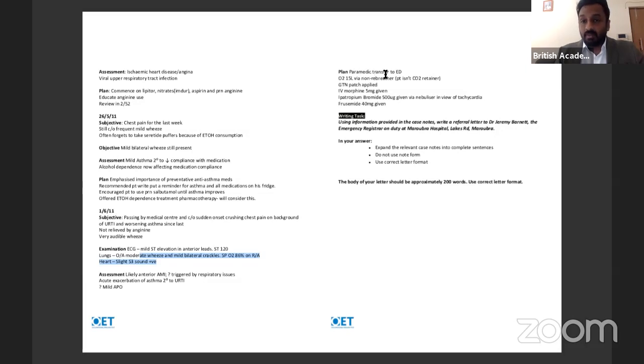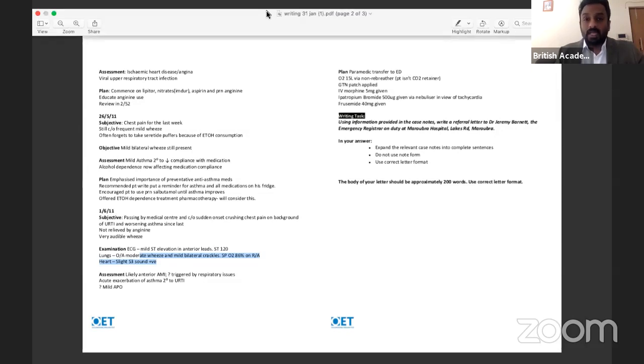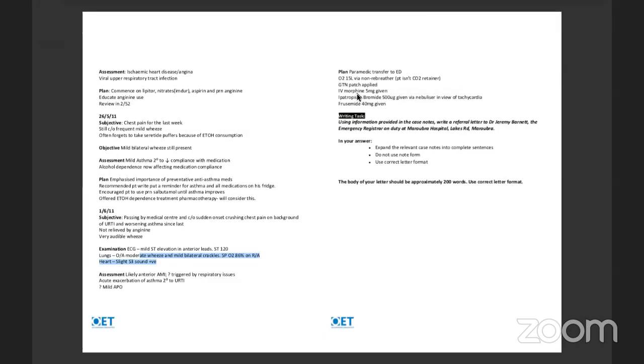Plan is paramedic transfer to emergency department. Patient is on O2 supply of 15 liters via non-rebreather mask. You can also see GTN patch applied, IV morphine 5 mg given, ipratropium bromide 500 mcg given via nebulizer in view of tachycardia. Furosemide 40 mg given. Now, this was the last event which is given over here.